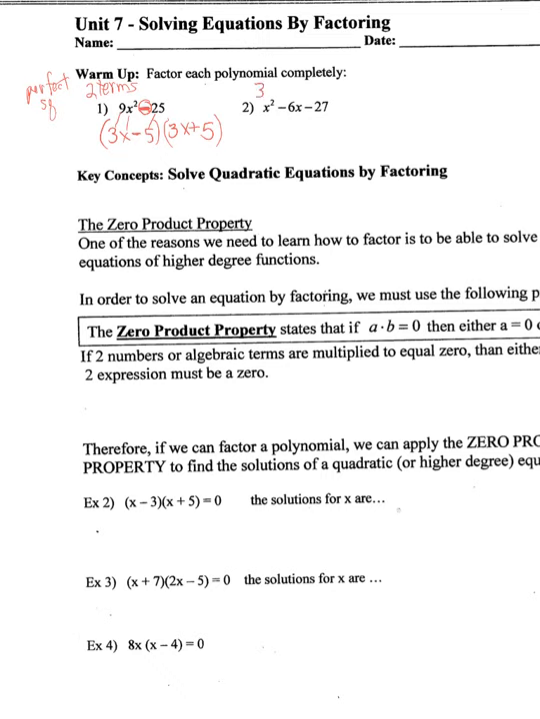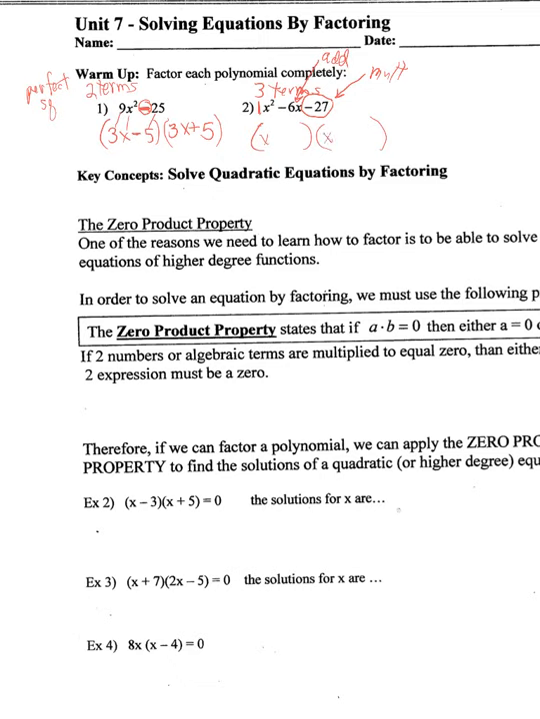Here we have 3 terms, so we're not using the difference of two perfect squares. We're using the idea that the a is equal to 1. So I'm going to take a shot at seeing if I can find two numbers that multiply to be negative 27 and add to be 6. So we know that we're going to set up the double parentheses, and in order to get x squared, it's x and x.